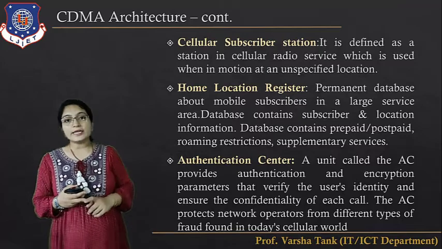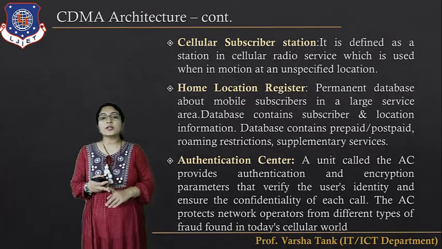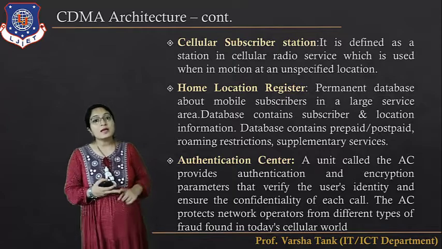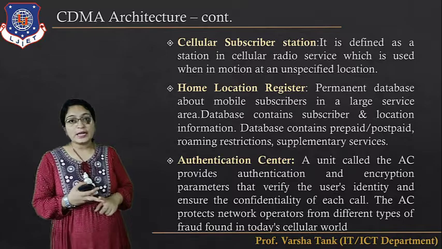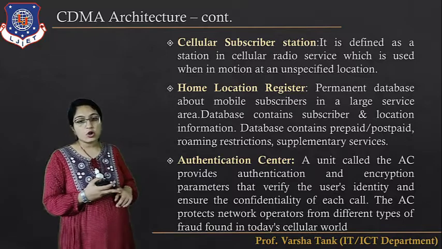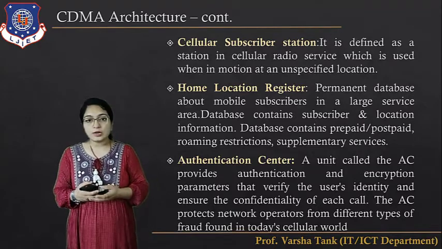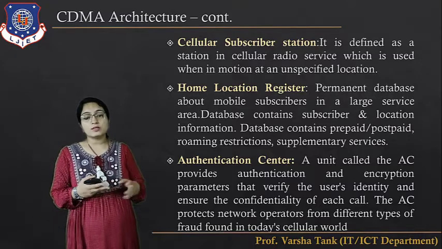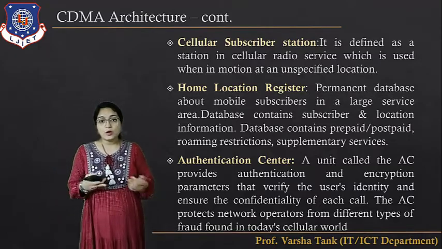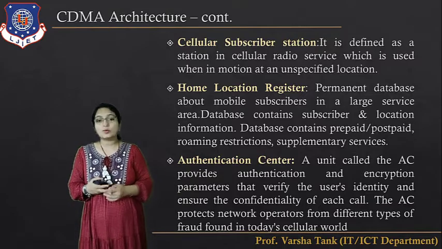Then the next one is the authentication center, a unit called the AC that provides the authentication and encryption parameters that verify the user identity and ensure the confidentiality of each call. So the AC protects the network operator from the different types of fraud that are found in today's cellular world. Okay, you can see that more frauds are there because we have more technology. So with the advantages, the same disadvantages we also have.